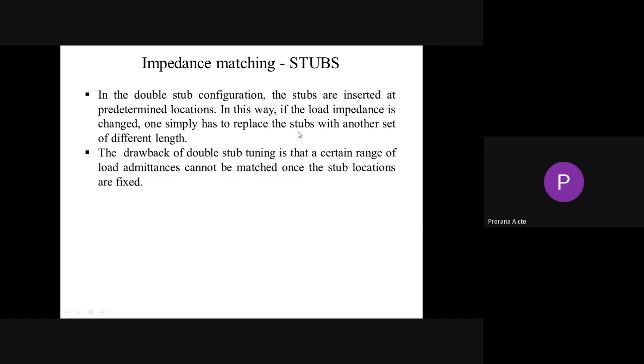Now, the drawback of double stub tuning is that a certain range of load admittances cannot be matched once the stub locations are fixed. So sometimes the load impedances do not match even though you insert the stubs at fixed locations. So there are no fixed locations for inserting the stubs. We need to move the stubs to different points until the load impedance equals the Z naught value.